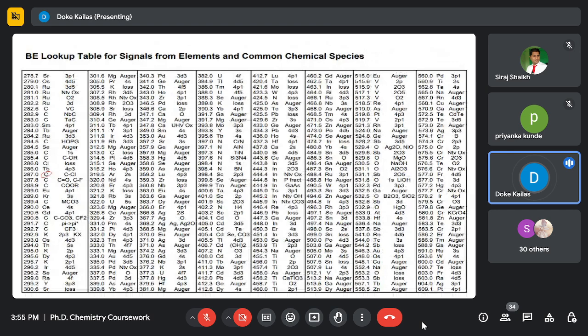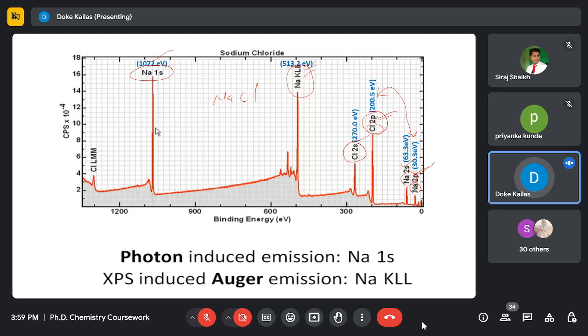2s is again more core, towards the nucleus, which has more binding energy. This is again the Auger electron of sodium. A K shell electron is ejected and an Auger electron is ejected, which has a binding energy. So this way, from the literature data, the peaks can be analyzed and samples can be analyzed. Here there are also more peaks, which I have not analyzed, but which we can analyze.